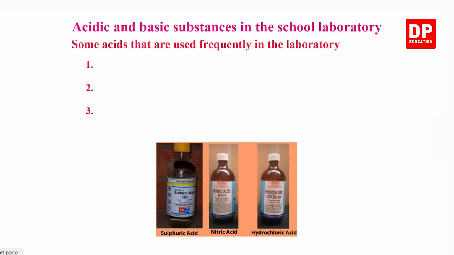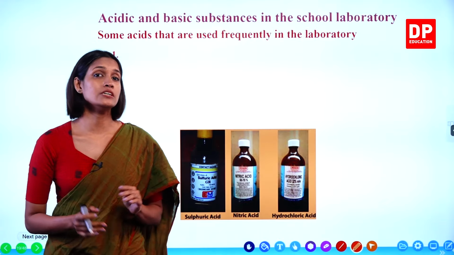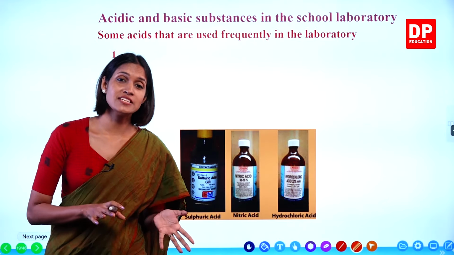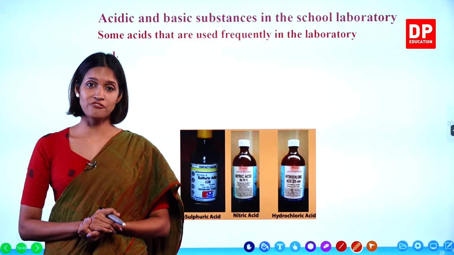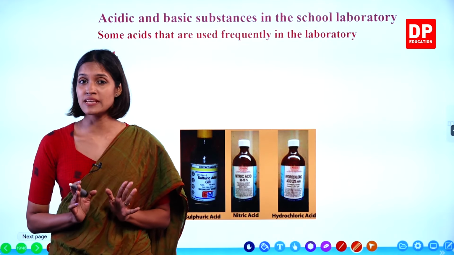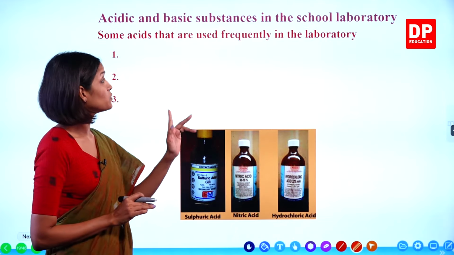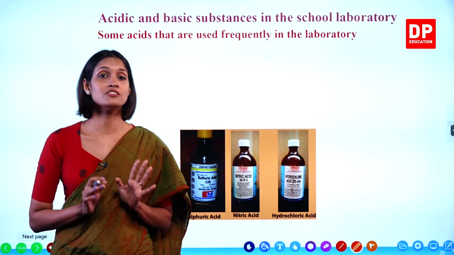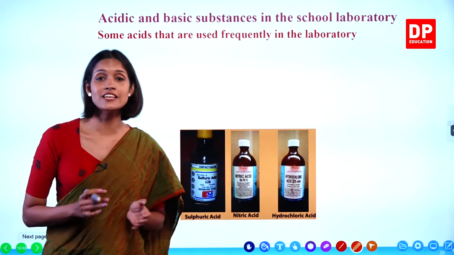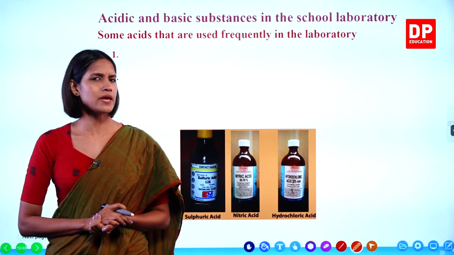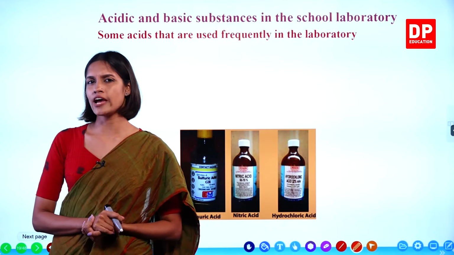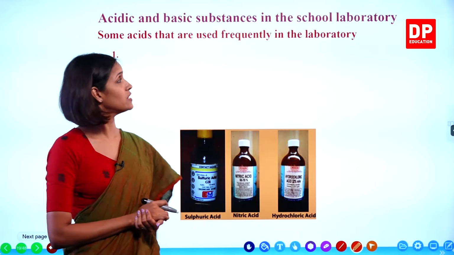Okay, children? Next we are going to learn the acidic and basic substances in the school laboratory. So we learned what are the acids and bases and neutral substances that we use in our day-to-day life. Apart from those acids and bases, remember children, when we do different activities or experiments in the school lab, we use other acids and bases as well. So what are they? Have you learned about these acids and bases before? I think you all have learned under the other lessons as well, right?